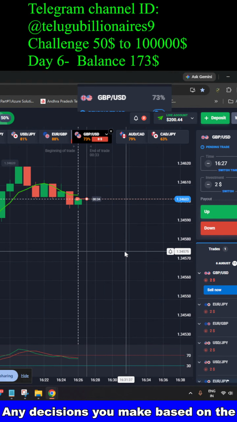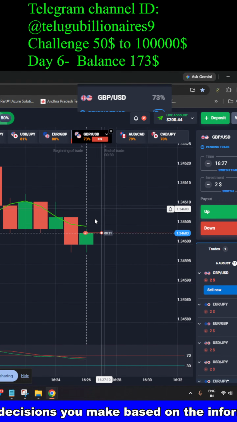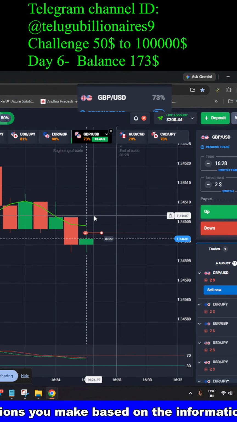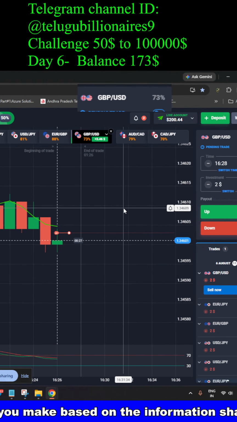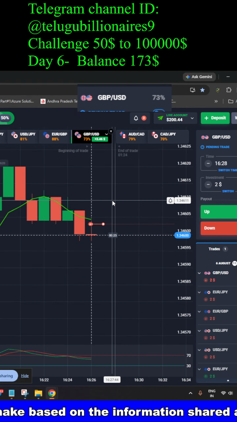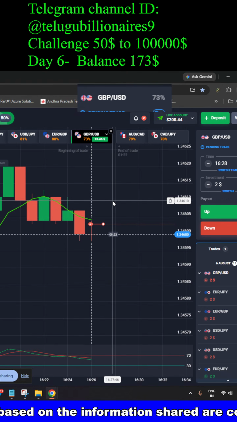So I took the marginal entry here, I went for a downside trade. We'll see what happened. I don't know what happened, but I entered based on my setup. 1% trade.